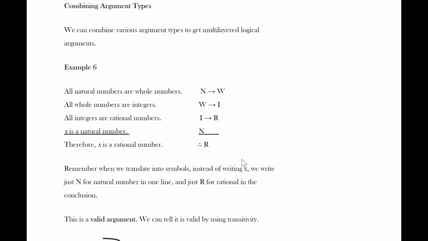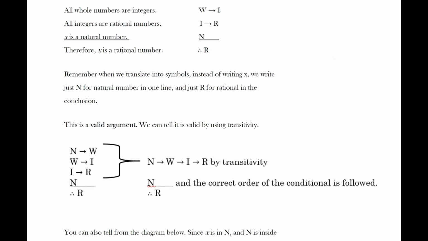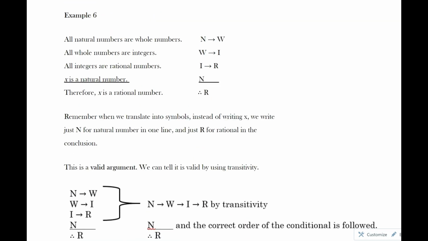And one of the things I like to do when I'm trying to figure out if something's valid or not is to rewrite it like this so that I can see the chain is actually connecting and that the order of the conditional is being followed. Now, if I switched any of these, for instance if I put I to W, then it wouldn't work. It has to go N to W, and then W to I to make that chain. If it went from N to W and then I to W, then W would not be connected all the way to I.